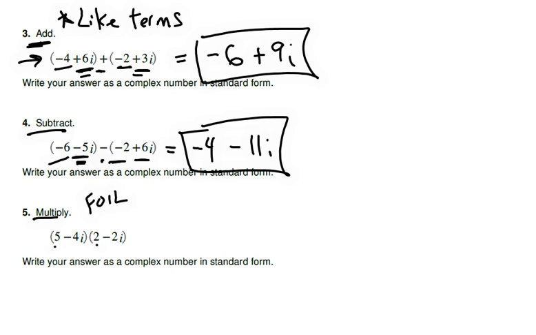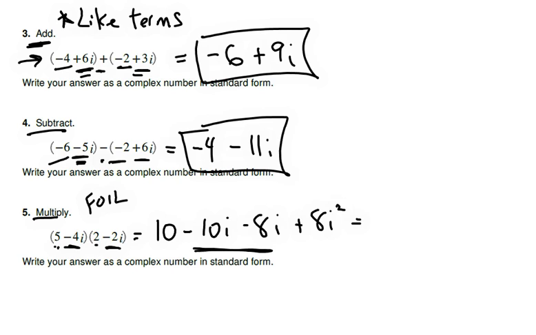Multiplying, still treating these complex numbers almost like an algebraic operation, namely FOIL. So let's get after it. 5 times 2, 10. 5 times a negative 2i, negative 10i. Negative 4i times 2, negative 8i. And a negative 4i times a negative 2i is a positive 8i squared. Now let's combine these middle like terms. So 10 stays the same. Negative 10i minus 8i is negative 18i.